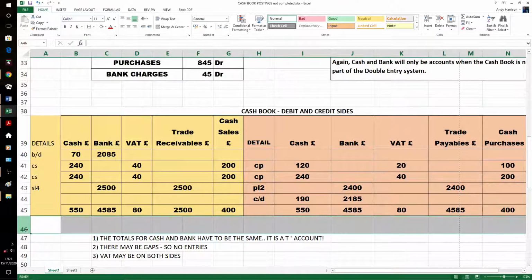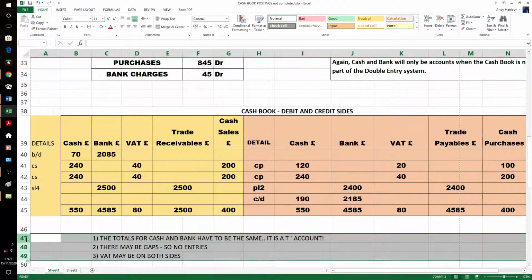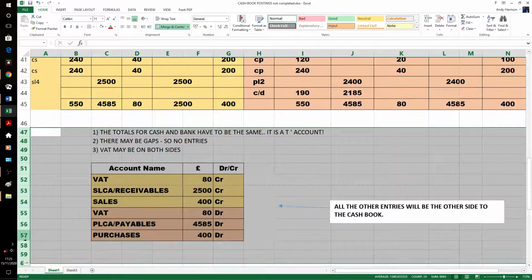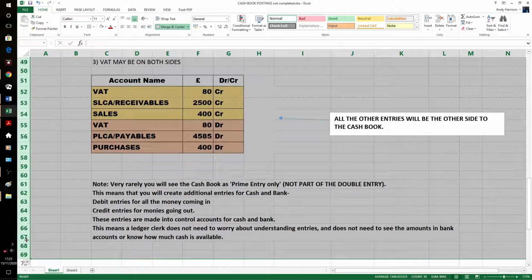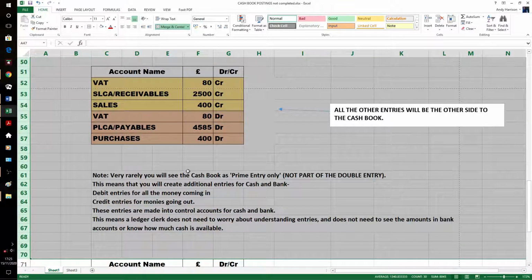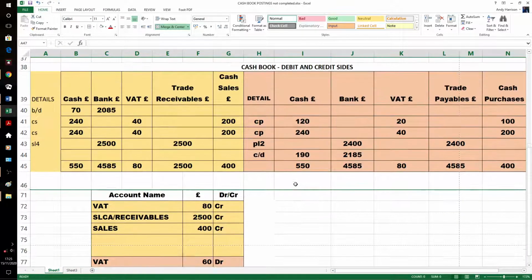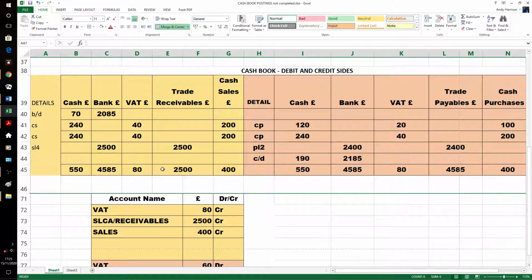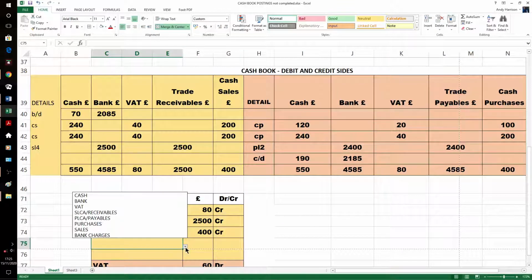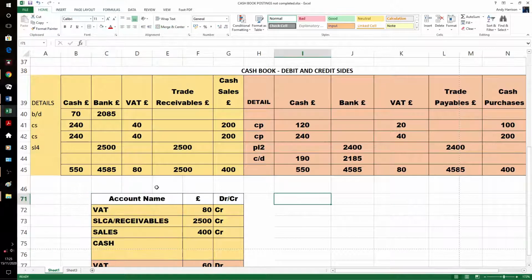Now, when we're posting these, we could do with the extra help of seeing the rows not hidden. But I'm going to hide these so we can just see it all on the same screen. So what we're now doing is a cash entry. So our cash, we started off with 70. Well, that'd be the brought down balance in our cash control account. So actually what we need to post is just the 480.